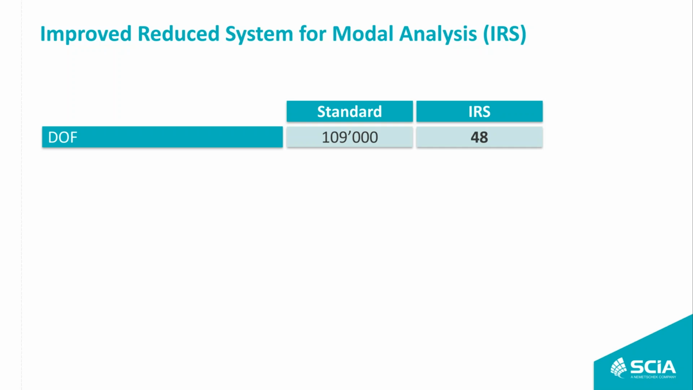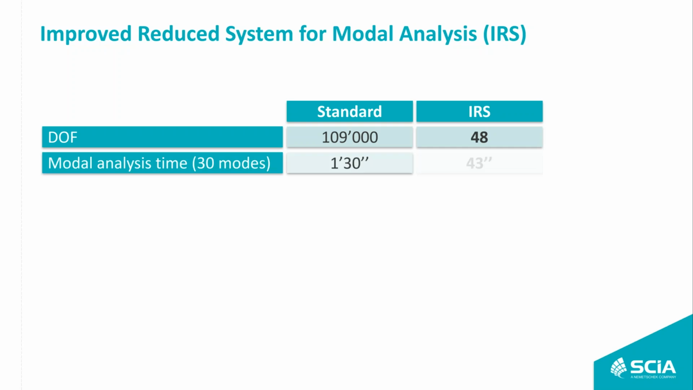As I said, the number of degrees of freedom changes drastically. In the standard model analysis, the finite element mesh would have over 100,000 degrees of freedom in the case of our building. The reduced system has only 48 degrees of freedom. So, a big reduction. Computation time, okay, not that bad, but we're still at about half the computation time just for the modal analysis, down from 1 minute 30 to 43 seconds. So already quite a big step.